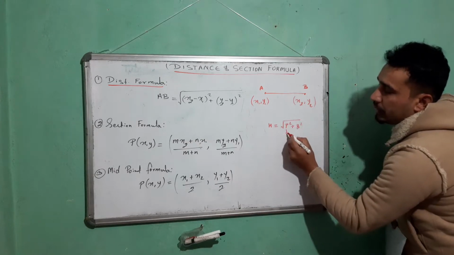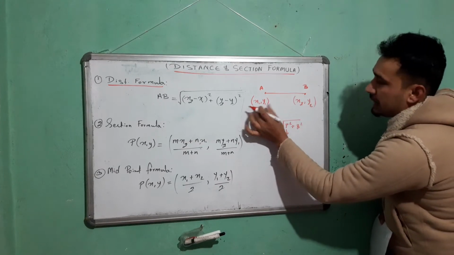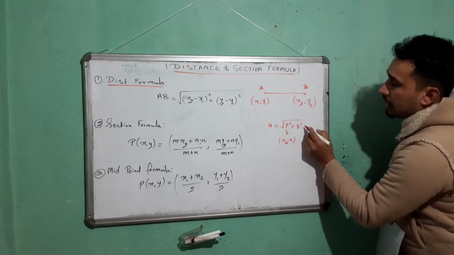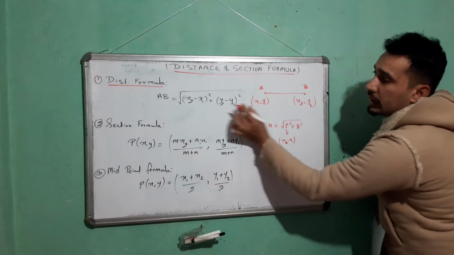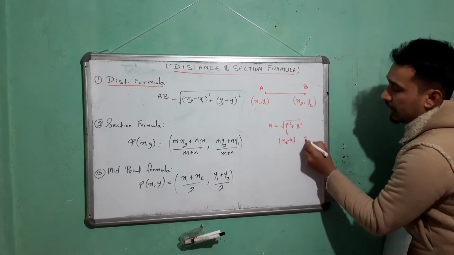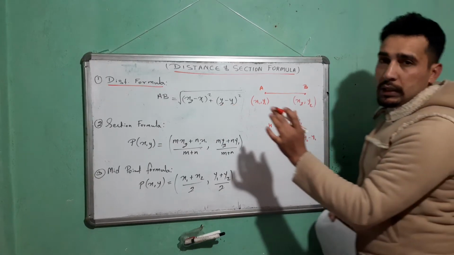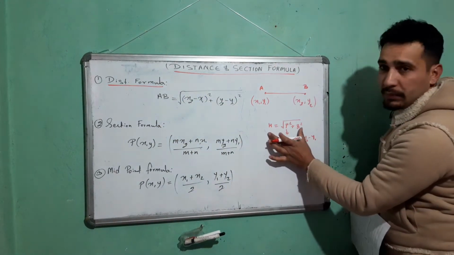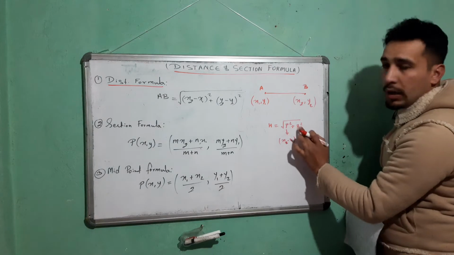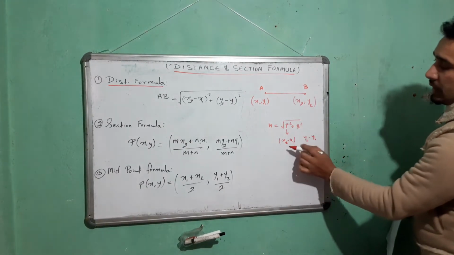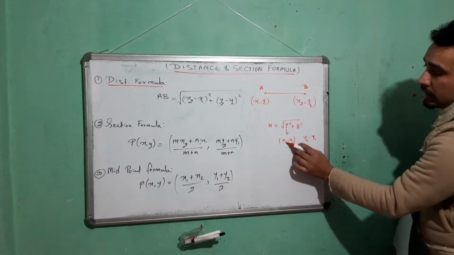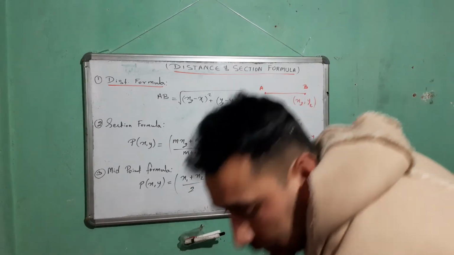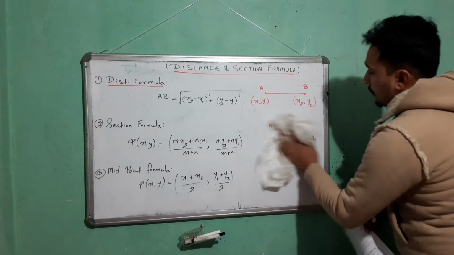P means the difference of x2 minus x1, and b means the difference of ordinate, the value of y, so y2 minus y1. So remember this distance formula by this concept: H is equal to root under p square plus b square, where p is the difference of the value of x, and b is the difference of the value of y.